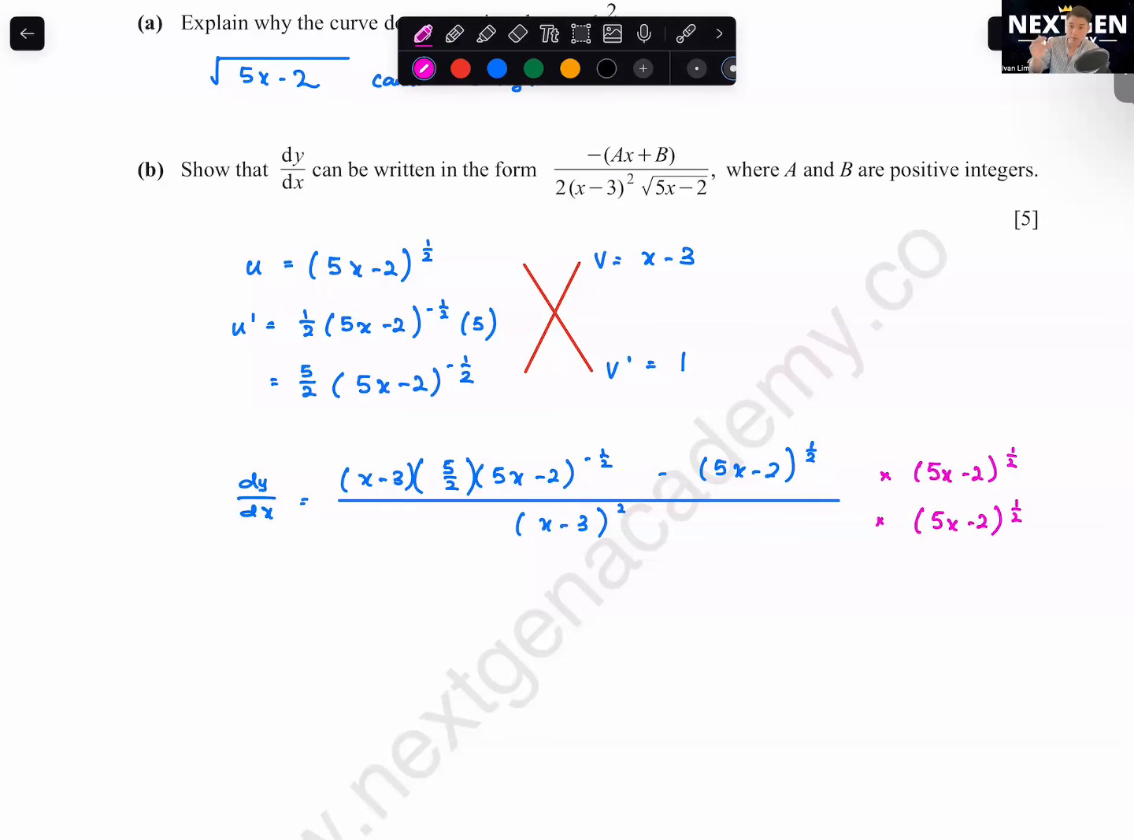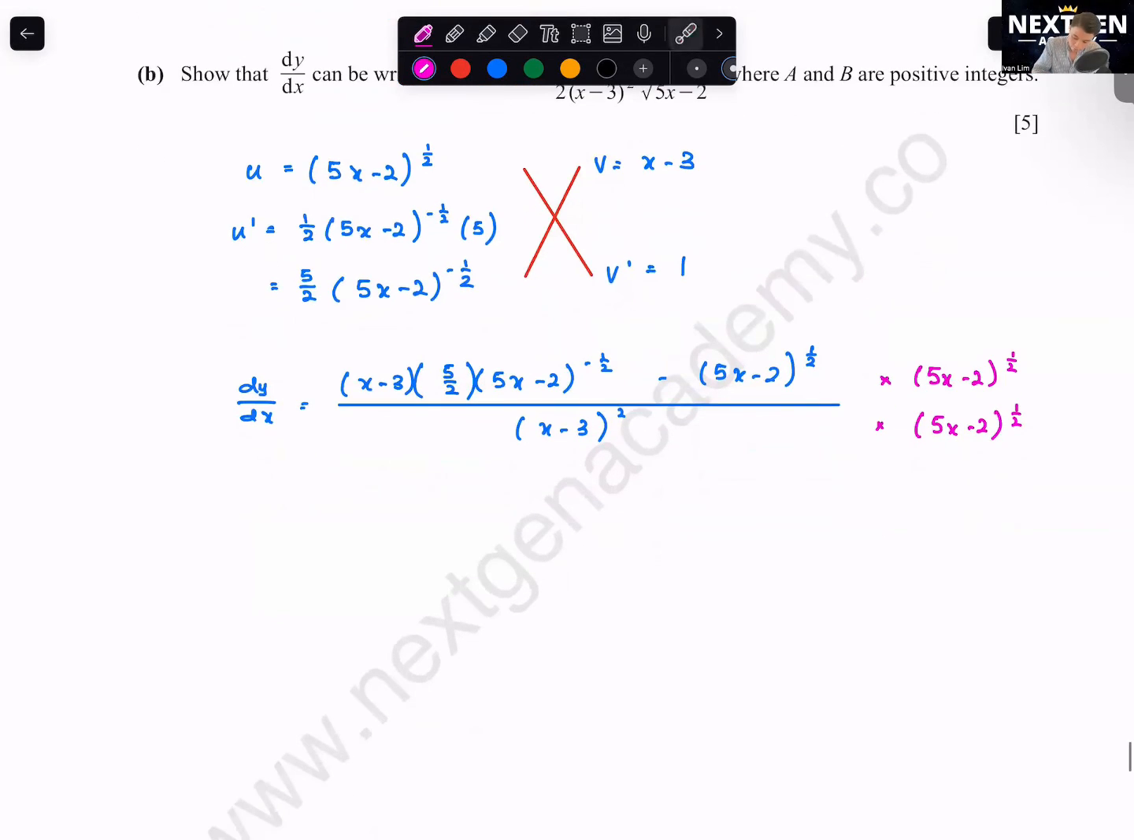Understand now why I'm doing this? Because if I multiply on top, I multiply at the bottom also. I'm not changing the value. I'm just changing the form. So what will be affected? 5x minus 2, in your head, you are treating this as like a constant term, a. A to the power of negative 1 over 2 times a to the power of 1 over 2. What do you get? A to the power of 0, right?